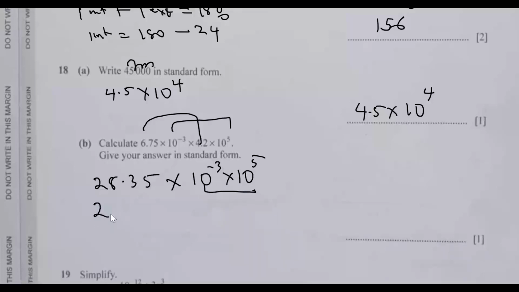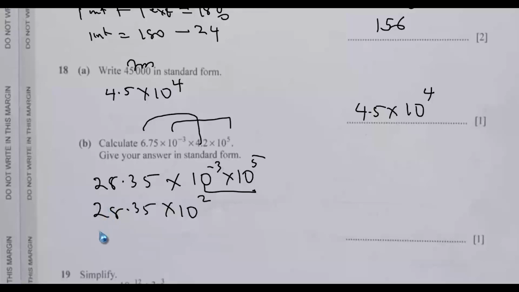So we're going to have 28.35 times 10 to the power of what? You pick one of the bases and add the power. Negative 3 add 5, that will be 2. Are we done? No. Look here, 28.35 is yet to be in standard form.